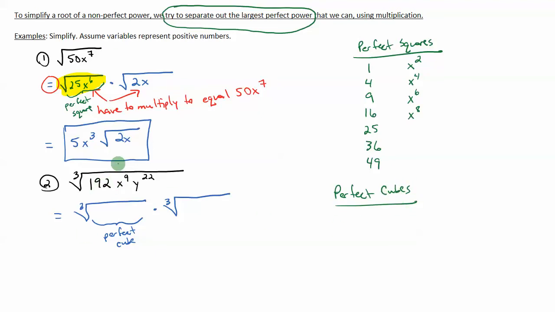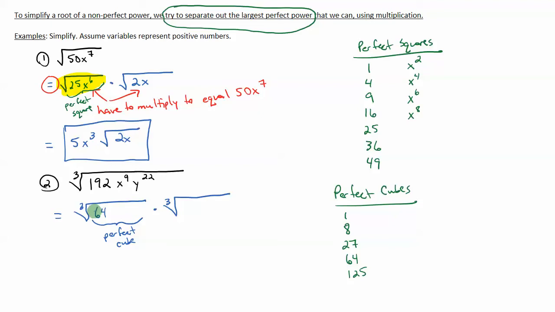So I'm looking at 192 first. How can I split that? So I've got 1 cubed, 2 cubed, 3 cubed, 4 cubed, 5 cubed, and 6 cubed is too big. So now I work backwards. I want to pick the biggest one that works. 125 can't be multiplied by something to get 192, so I can't use it. 64 can be, so 64 goes over here.